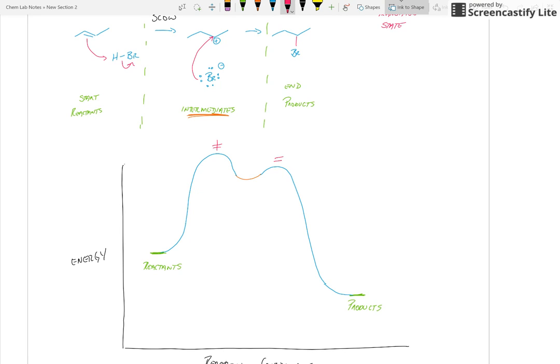There's a transition state, and there's a transition state. So the tops of the hills are our transition states. Our intermediates, right, are the valleys.